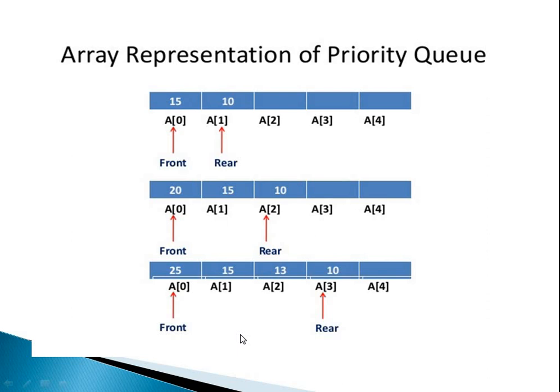For the next element, again you have to see, for example here, 25, 15, 13 and 10. So 25 will be added at the first position. And if you are adding a new element in between, that is 13, it will be added according to its priority. If it is smaller than 15 but greater than 10, accordingly it will be inserted in the priority queue.